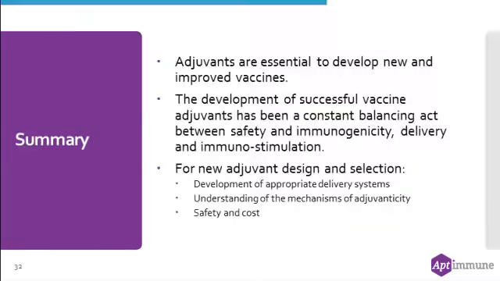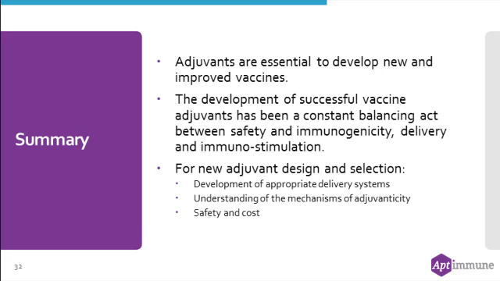So in summary, adjuvants are essential to develop new and improved vaccines. A successful vaccine adjuvant can be developed through a balance. This is my message today: it needs to find a balance here. So it can cause a nice pro-inflammatory response that is going to bring more antigen-presenting cells to the site of vaccination. These antigen-presenting cells are going to go to the lymph nodes, prime T cells, and develop very beautiful memory T cells.